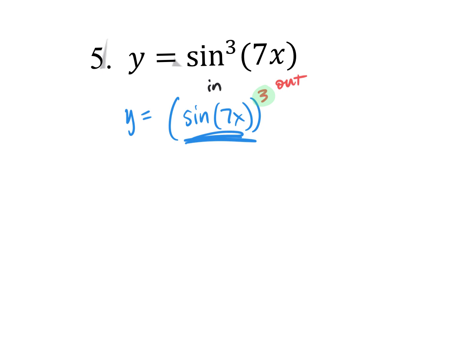What did we do yesterday? What do we always eat first on our M&M? My outer. Sine of 7x, leave that chocolate, to what power? Good. So we took the derivative of the outer. We left the inner. That's what we've done so far. We've eaten the shell.